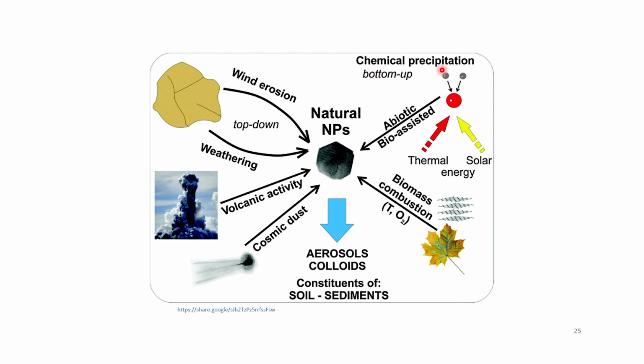And also there can be chemical precipitation which is bottom up, which can be abiotic or bio-assisted. Via thermal solar energy they will be assembled. As you can see, nanoparticles can also be formed by assembly in natural processes. Through biomass combustion also, there is a chemical precipitation of bottom up. These are the bottom up techniques basically, where smaller atoms and molecules come together to form natural nanoparticles. So these can be found as the constituents of soil sediments, aerosols or colloids. In nature, these are present as aerosols, colloids or constituents of soil sediments.